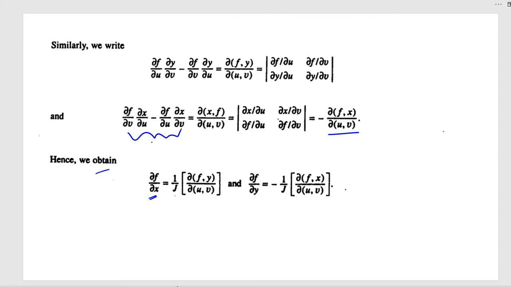So we obtain the formula for this case. Del f del x equals 1 by J equals this one. Similarly, we will find del f del y equals minus 1 by the Jacobian. Remember, this Jacobian is this, the Jacobian we have, of x and y with respect to u, v. So this is our Jacobian, and then we have found this one.